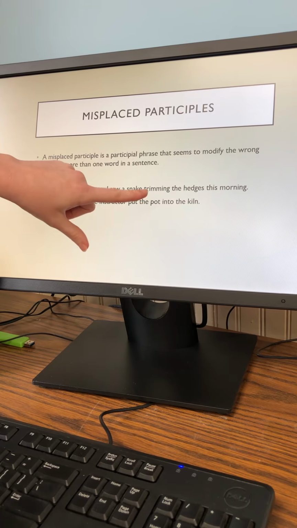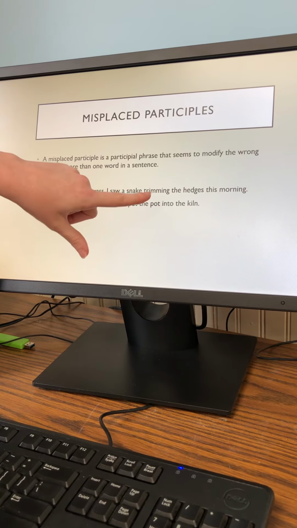The other participial phrase is trimming the hedges. Trimming is your participle. I took the verb trim and added another M because that's how you spell it, and then an ing. And now instead of using it as a verb, I'm using it as an adjective. Now it looks like it's describing snake because that's what it's closest to, but we know that the snake was not trimming the hedges, I was. What I need to do is flip these 2 participial phrases. So it should say trimming the hedges, or maybe trimming the hedges this morning, I saw a snake slithering through the grass. That would be how we put the participles in the correct place.